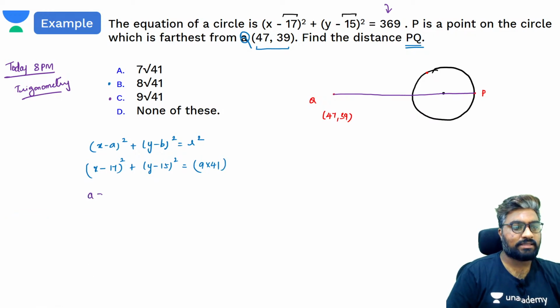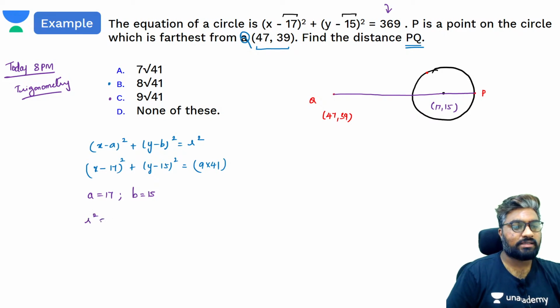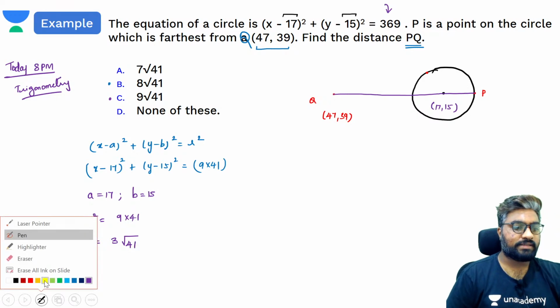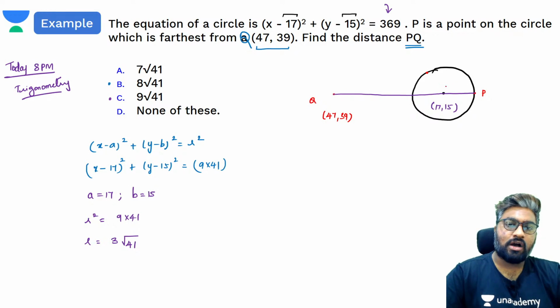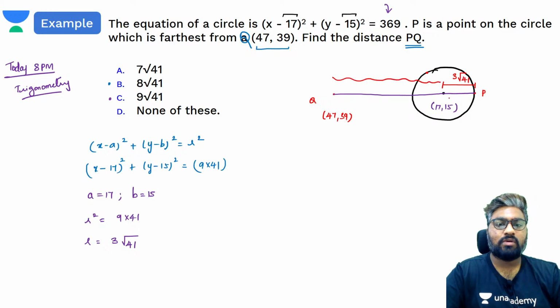You know that a is 17, b is 15, so you got the center. Center is (17, 15). You can also get the radius. If r square is equal to 9 into 41, then what is r? Square root of 9 into 41, which is 3 root 41. 41 is not a perfect square. So 3 root 41 is our radius. Make sense? From the center till P, this is nothing but our radius, 3 root 41. We just have to find out the distance between point Q and O.